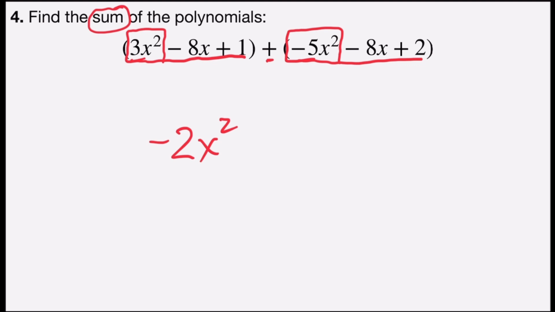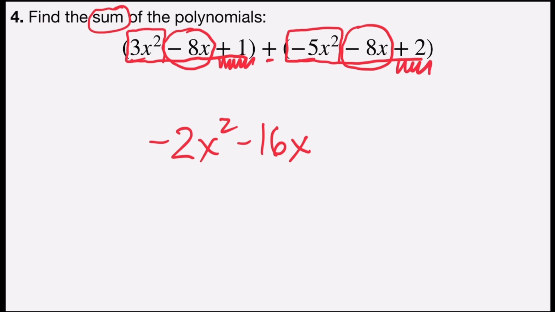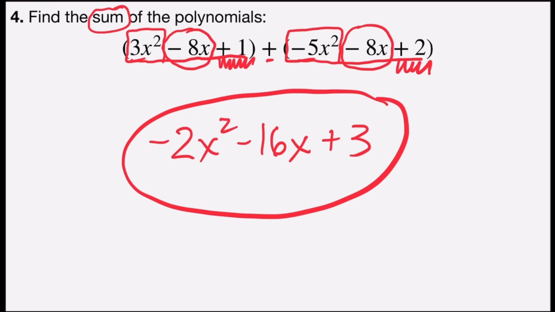And then again in my first polynomial I have a negative 8x, and I have the same like term negative 8x in the second polynomial. And so negative 8x plus negative 8x is negative 16x. That will be the second term of my sum. And then last but not least I have number terms, a positive 1 and a positive 2, and simply 1 plus 2 is 3. And so the sum of these two polynomials gives me a trinomial of negative 2x squared minus 16x plus 3.